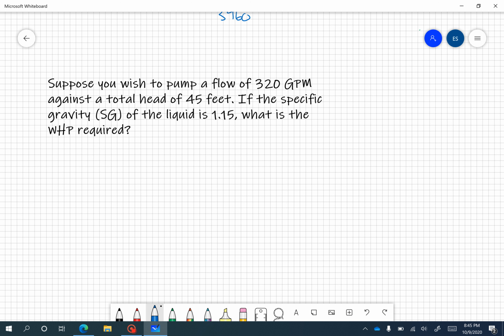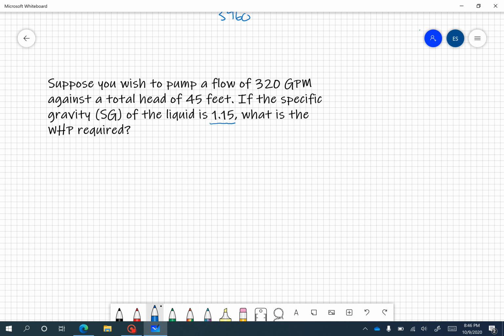Second problem is identical, except now we have a liquid with a higher specific gravity. So if you think about this, higher specific gravity means that liquid is denser than water, so that would mean that the pump has to work a little bit harder.